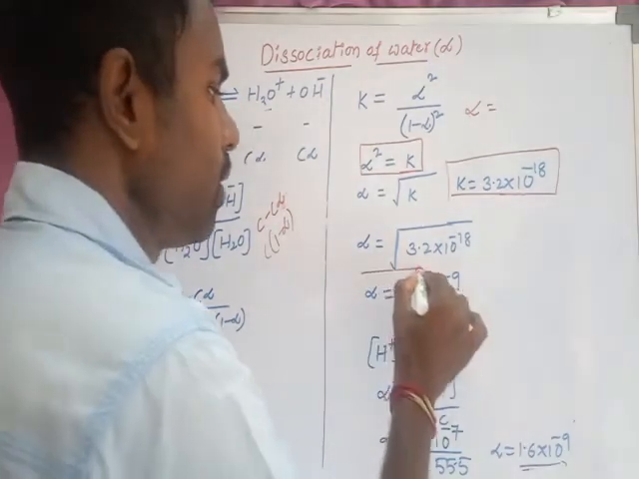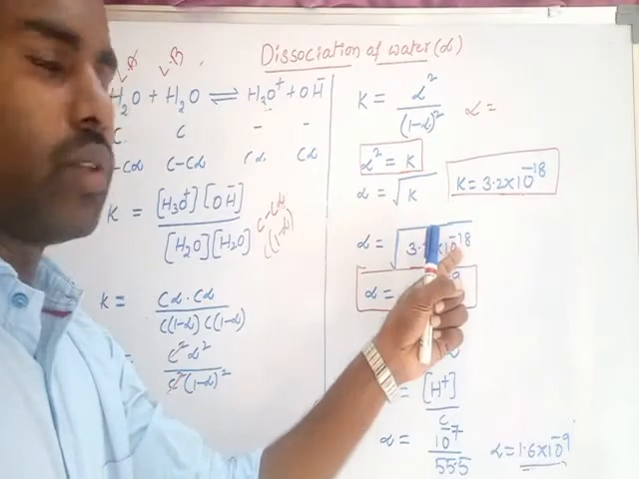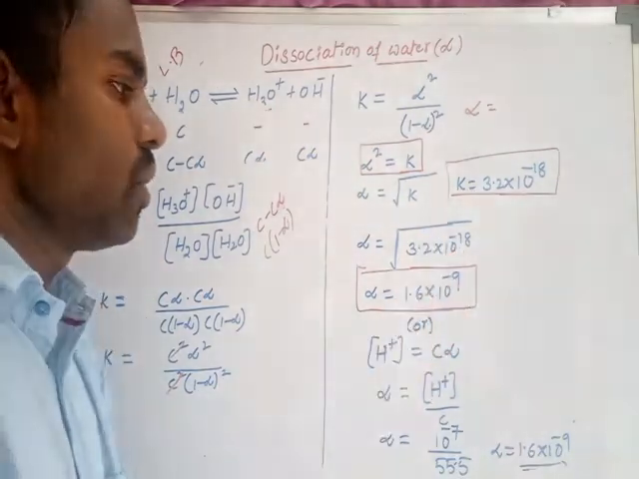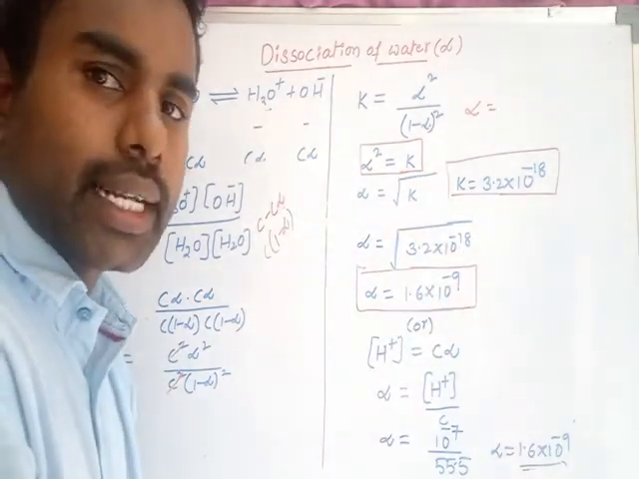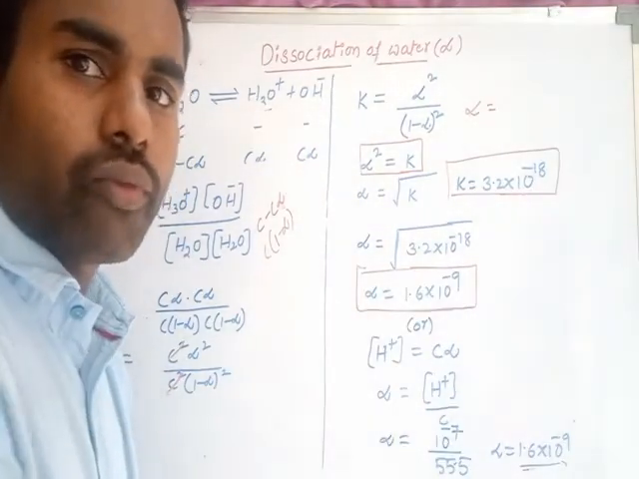So from that, the square root of 3.2 into 10 to the power of minus 18 is equal to 1.6 into 10 to the power of minus 9. So this is one of the ways to calculate the degree of dissociation of water.